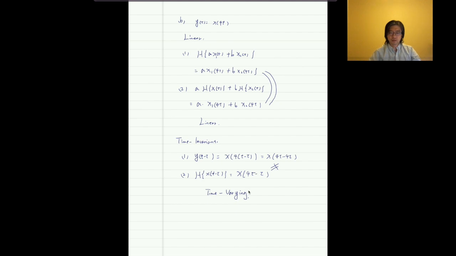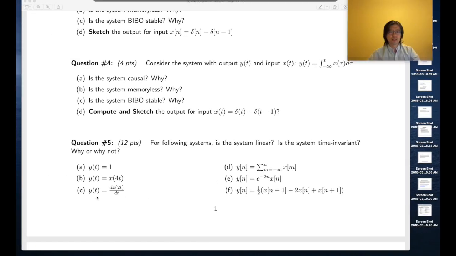Okay, let's see the next one. The next one is C, where y equals the derivative of x(2t).